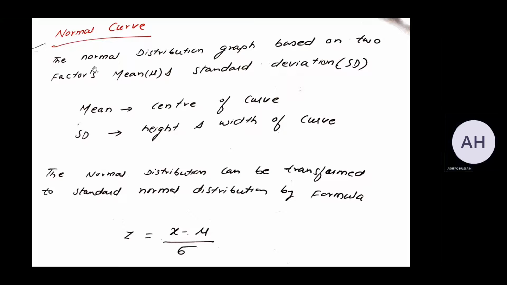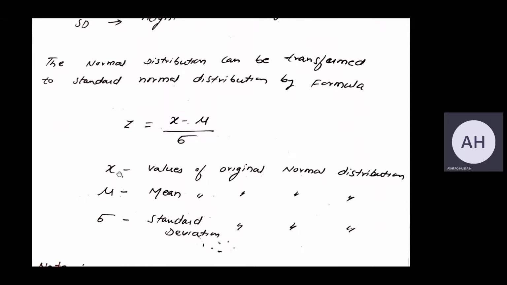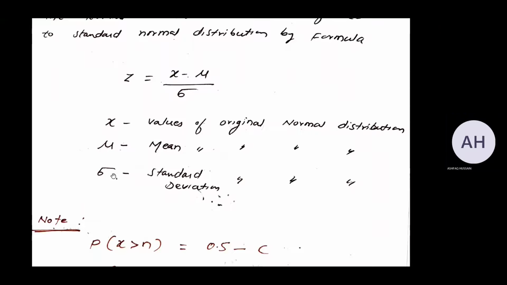A normal distribution curve or graph is based on two factors, mean and standard deviation. The mean value gives the center of the curve, and standard deviation gives the height and width of the curve. This normal distribution can be transformed into a standard normal distribution by the formula z = (x - mu) / sigma. What is x? x is the value of the original normal distribution, mu is the mean of the original normal distribution, and sigma is the standard deviation of the original normal distribution.